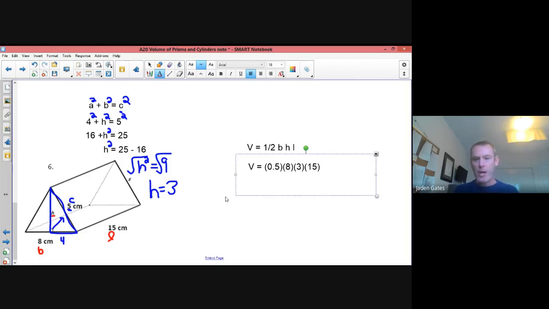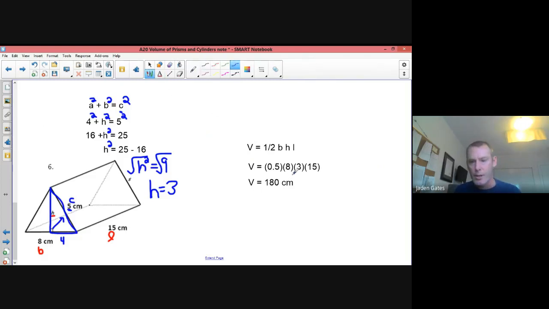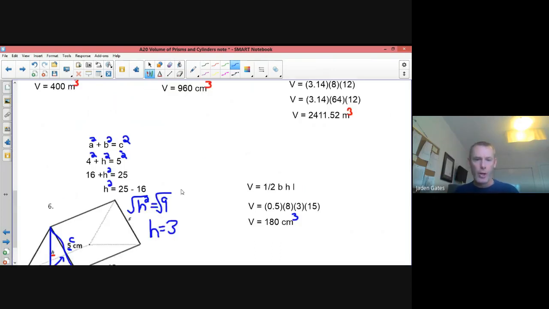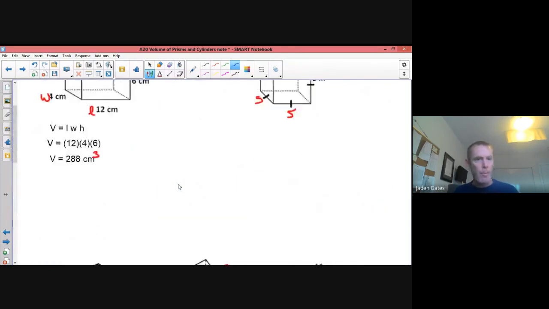I'm just multiplying all those numbers. So I'm getting 0.5 times 8 is 4, times 3 is 12, times 15, we get 180 centimeters. And again, what we found was space, which is 3-dimensional, so it's cubic centimeters. There we go.